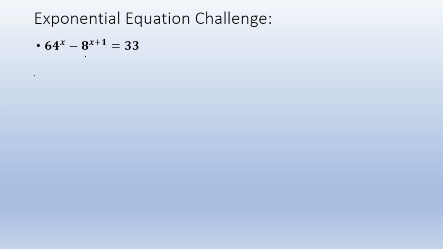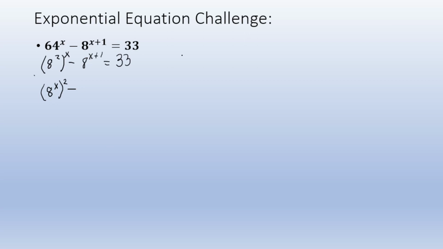First of all, if we look at the bases, 64 and 8, we can express 64 as a power of 8, namely 8 squared. So we can write this expression as 8 squared to the x power, which we can rewrite as 8 to the x power squared. All we're doing here, since we have a power raised to a power, is switching those powers and still getting the same result.